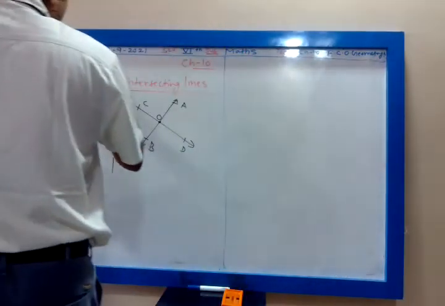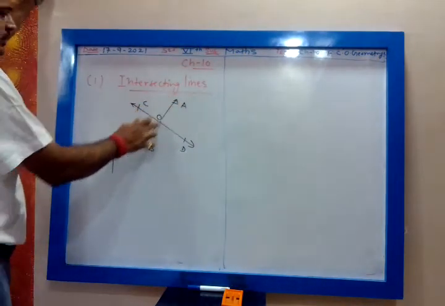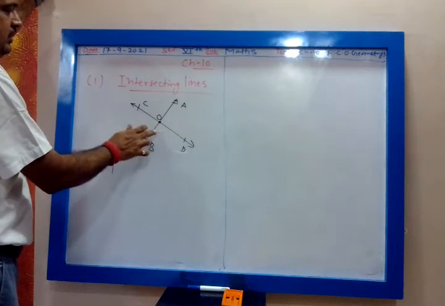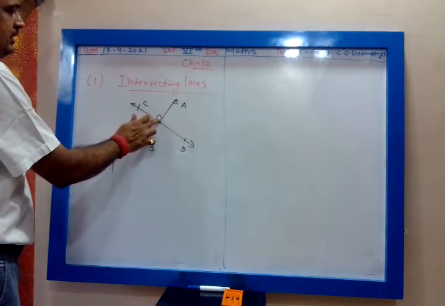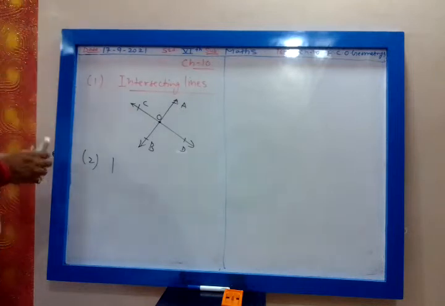So first we have seen intersecting lines. AB and CD are intersecting lines because they cut or meet each other at one common point, that is O.